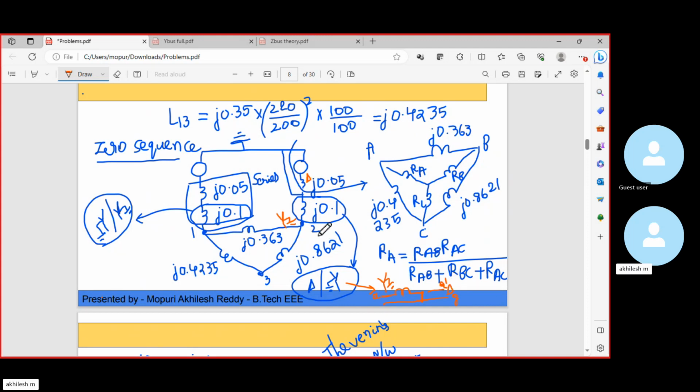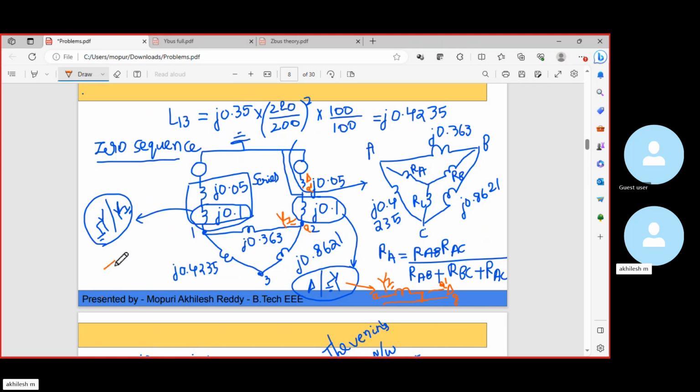This is A dash. So this is my A, here it is my A, and this terminal point will be A dash. So this terminal corresponds to transformer T2. Here there is no issue.